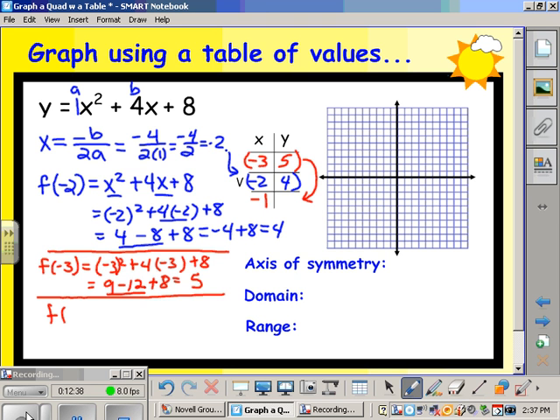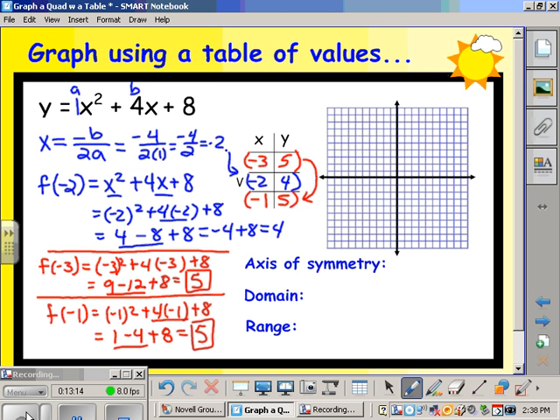So we'll have f of negative 1 that we're going to be plugging in. So we'll have negative 1 squared plus 4 times negative 1 plus 8. And this gives us 1 minus 4 plus 8. And then 1 minus 4 is negative 3, plus 8 is 5. And we wanted to get 5 again, just like we did in the problem before that. Okay, because we wanted our y values of our first and third point to match.